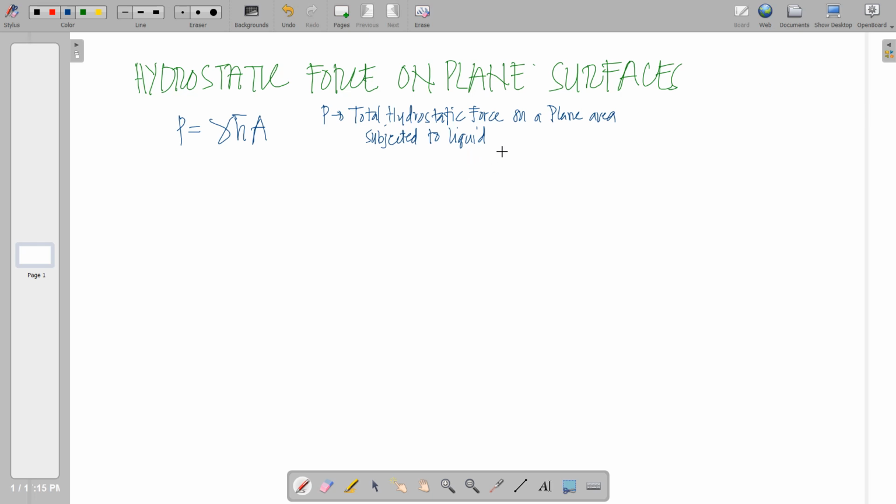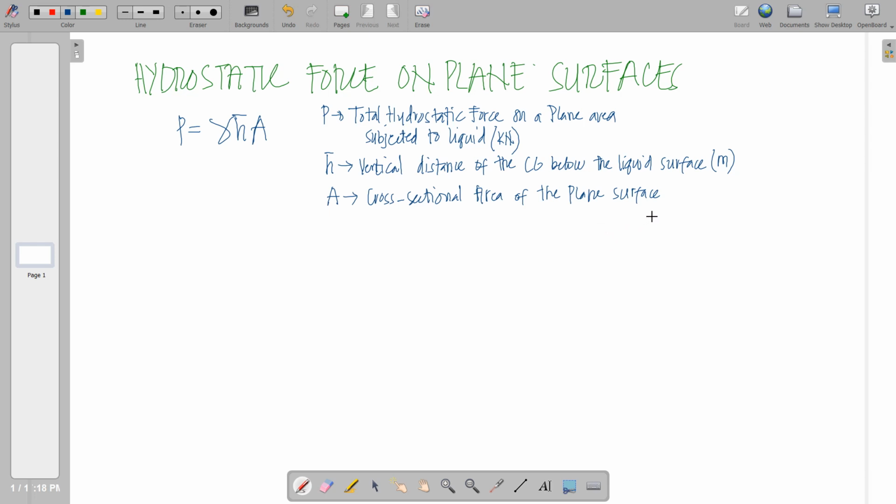The unit here is in kilonewton, while h̄ is the vertical distance of the center of gravity below the liquid surface, and that shall be denoted in meters. A here is the cross-sectional area of the plane surface in square meters.